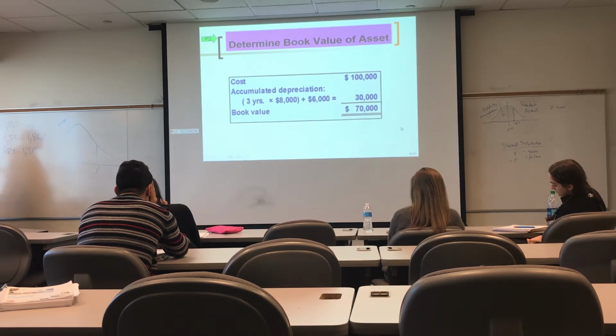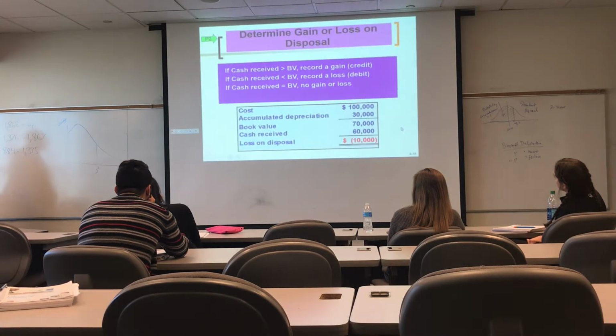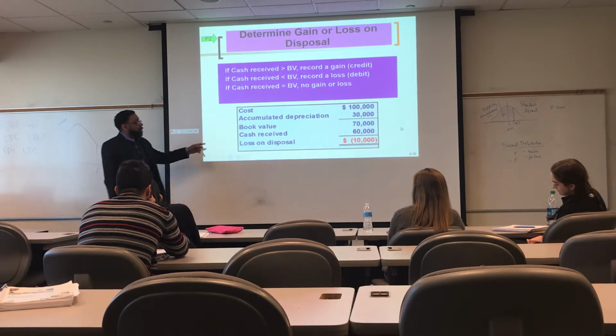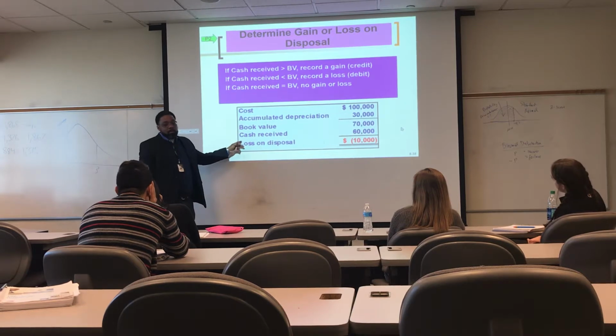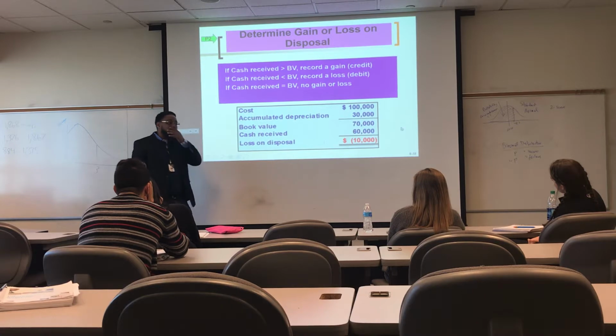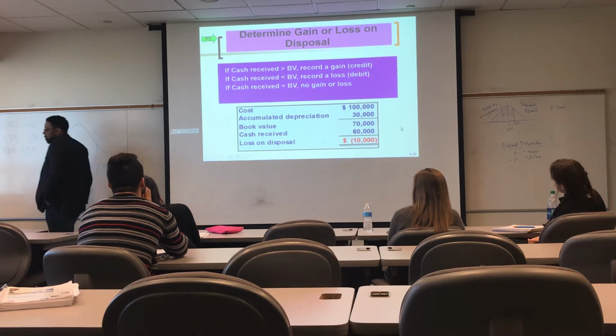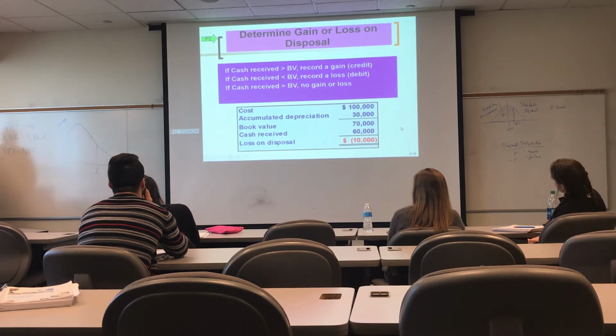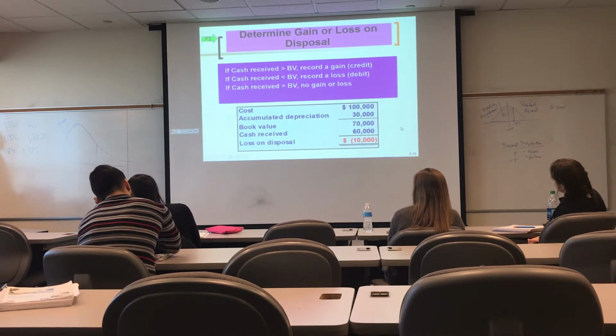And so it costs $100,000. 3 years times the $8,000 would be $24,000, plus the $6,000 gives you $30,000. So it has a book value of $70,000. They received $60,000 cash for the asset. The $60,000 is less than their book value, so they can report a loss on their books of $10,000 for disposing of the asset. Does everyone understand how that works?